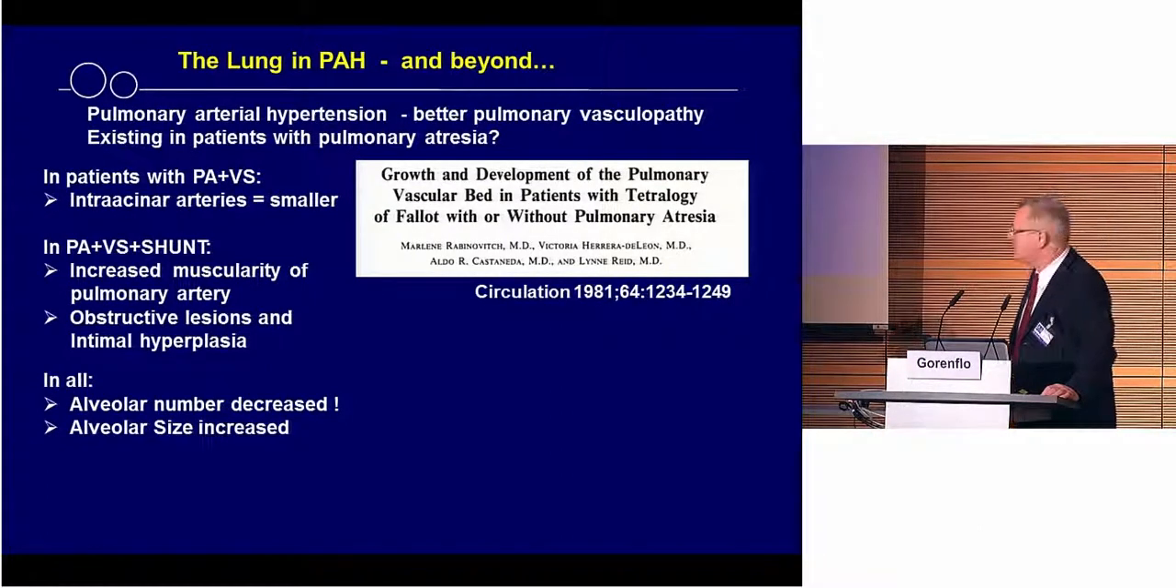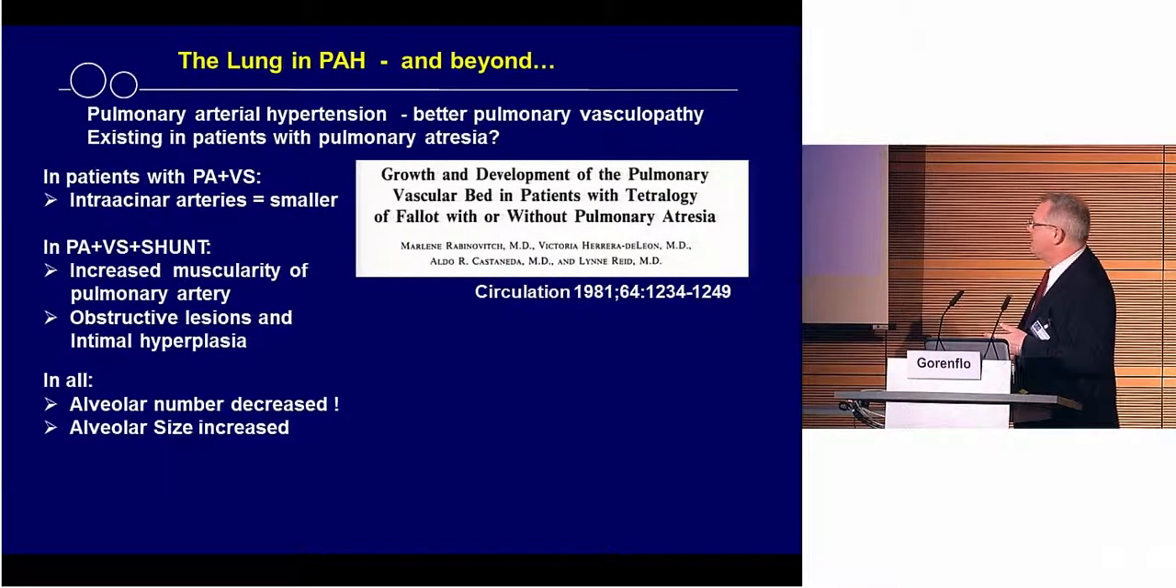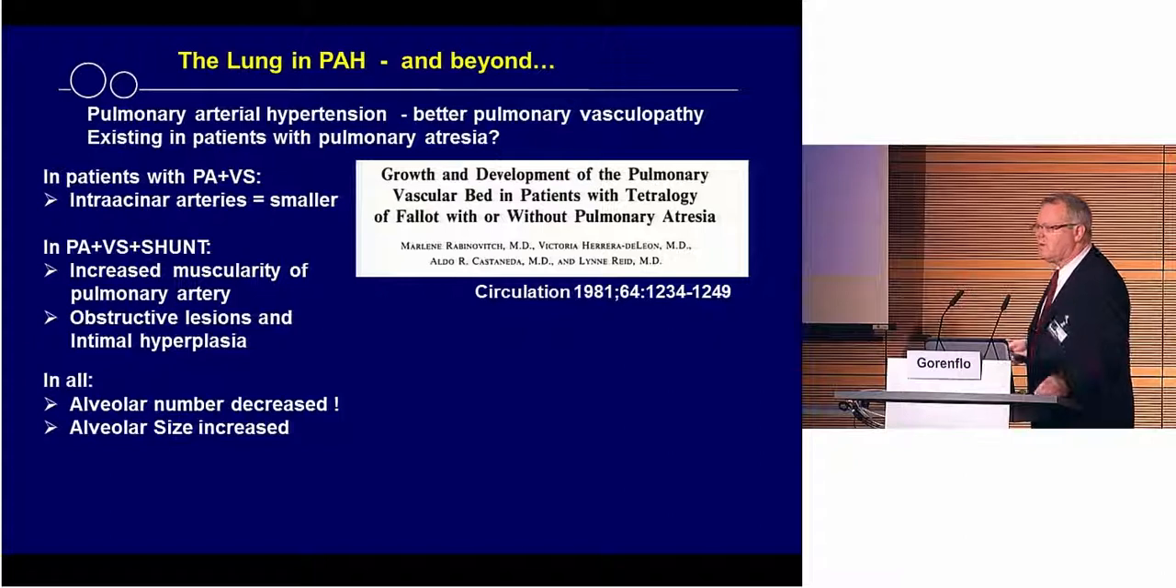We have less lung. And the alveolar size is increased, which seems a paradox, but in effect you have fewer alveoli, and the size of the alveolus is bigger. So the disease also implicates a change in lung anatomy.